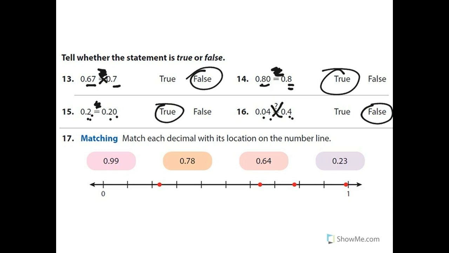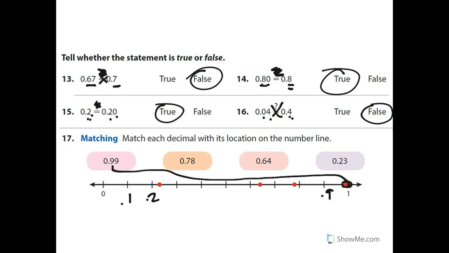Alright, so number 17, we're going to match each decimal with its location on the number line. So these lines here, we've got 0 to 1. So look, that would be 1 tenth, that would be 2 tenths, and so on, all the way to 9 tenths, and then to 1. Alright, so 99 hundredths. Well, that's almost 1, isn't it? That's almost 1. So I'm going to bring it all the way over here. Circle that one. Alright, so knowing that it goes from 0 to 1 and a tenth at each mark, I want you to try the next 3.